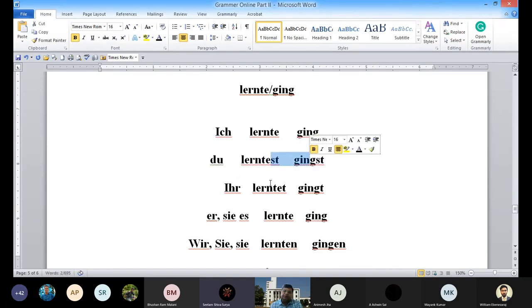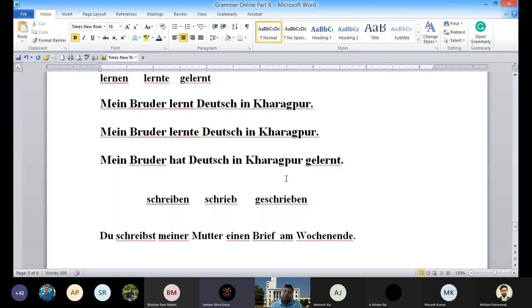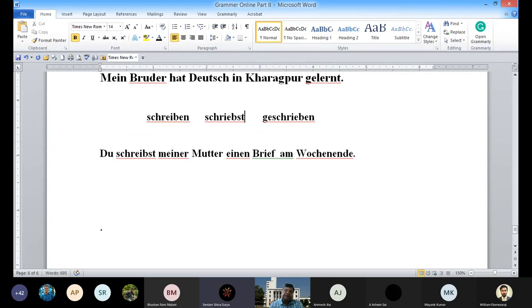Du schriebst. This schriebst, S-C-H-R-I-E-B, and after that you have to add S. So, du schriebst meiner Mutter einen Brief am Wochenende. And what will be the perfect tense? Du haben meine Mutter einen Brief. With the du form, what form of haben will be used? What is the correct verb form from haben? Haben.